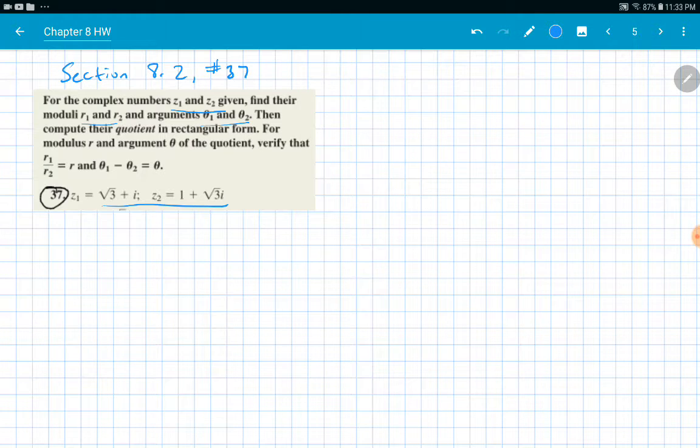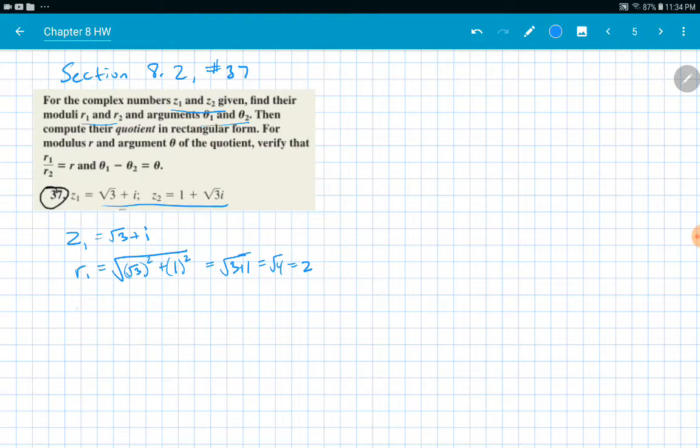So we need to get them into trigonometric form in order to find r1 and r2 and their thetas. Let's start with z1. r1 would be the square root of the horizontal component squared plus the b squared, which gives me 3 plus 1, which equals 4, which gives me 2.